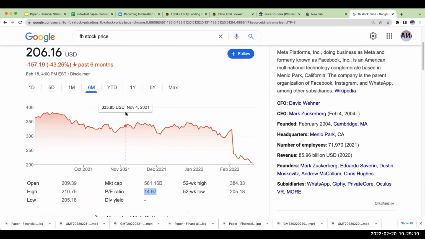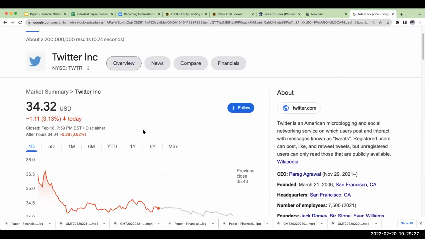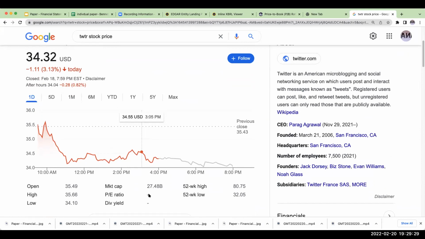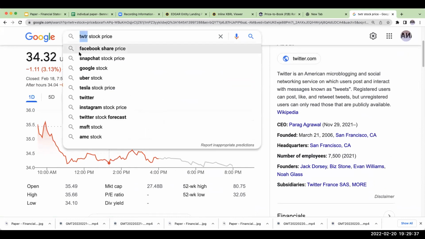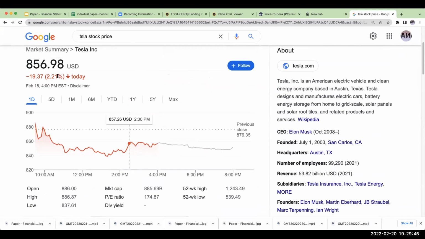Now, does that indicate if the company is over or undervalued? Who knows? If I did Twitter's stock price, what you're going to notice is the price to earnings ratio is not applicable. Why is it not applicable? If you're at a loss, it's going to show up as a zero because there are no positive earnings. Now, the interesting one is going to be Tesla. Tesla's price to earnings ratio is 174.87. What does that mean? It means it's going to take Tesla 174 years to earn back its stock price.